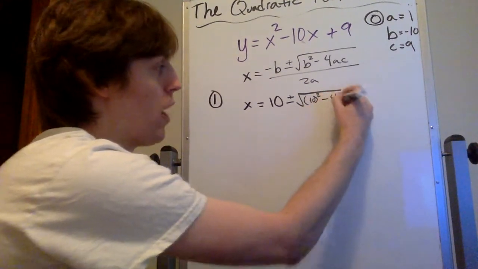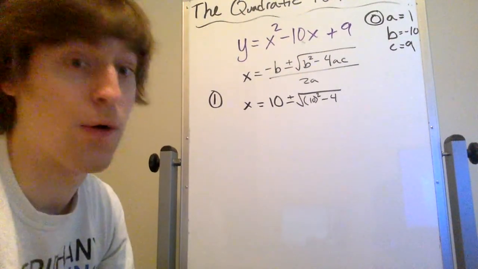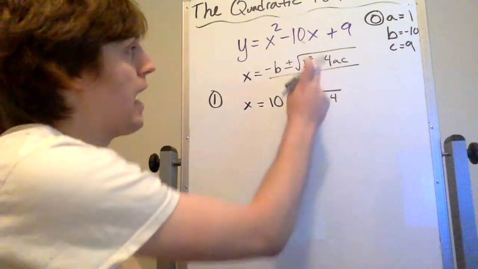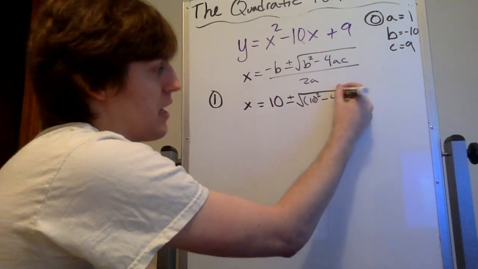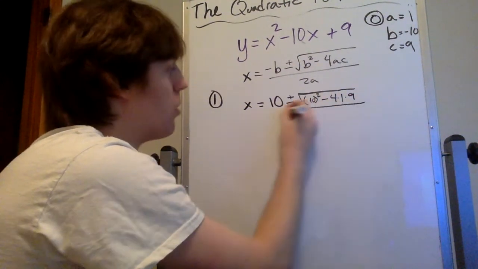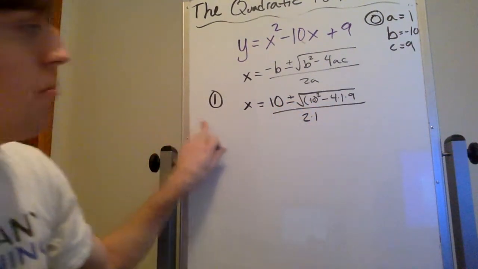Minus 4. Why is it 4? It just is. It's always 4. A is 1, and C is 9, all over 2 times 1. Okay, so step 1, plug everything in.